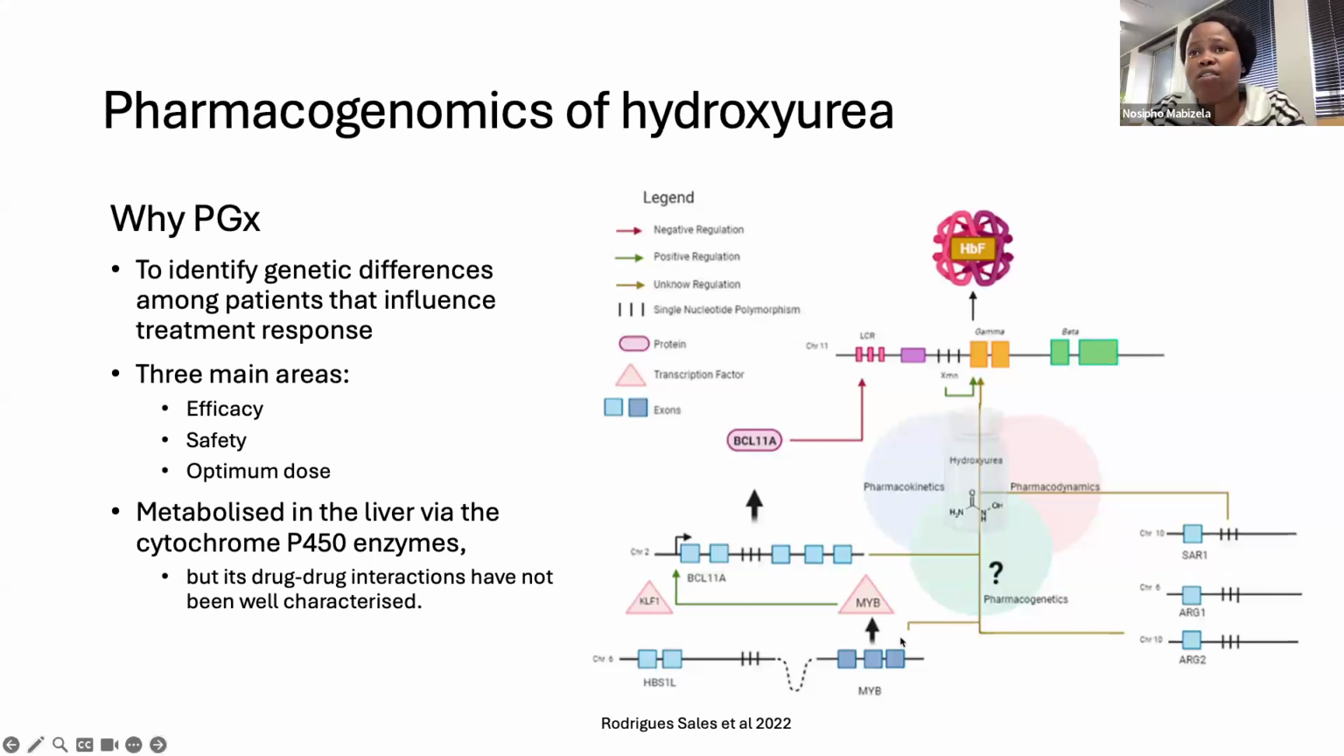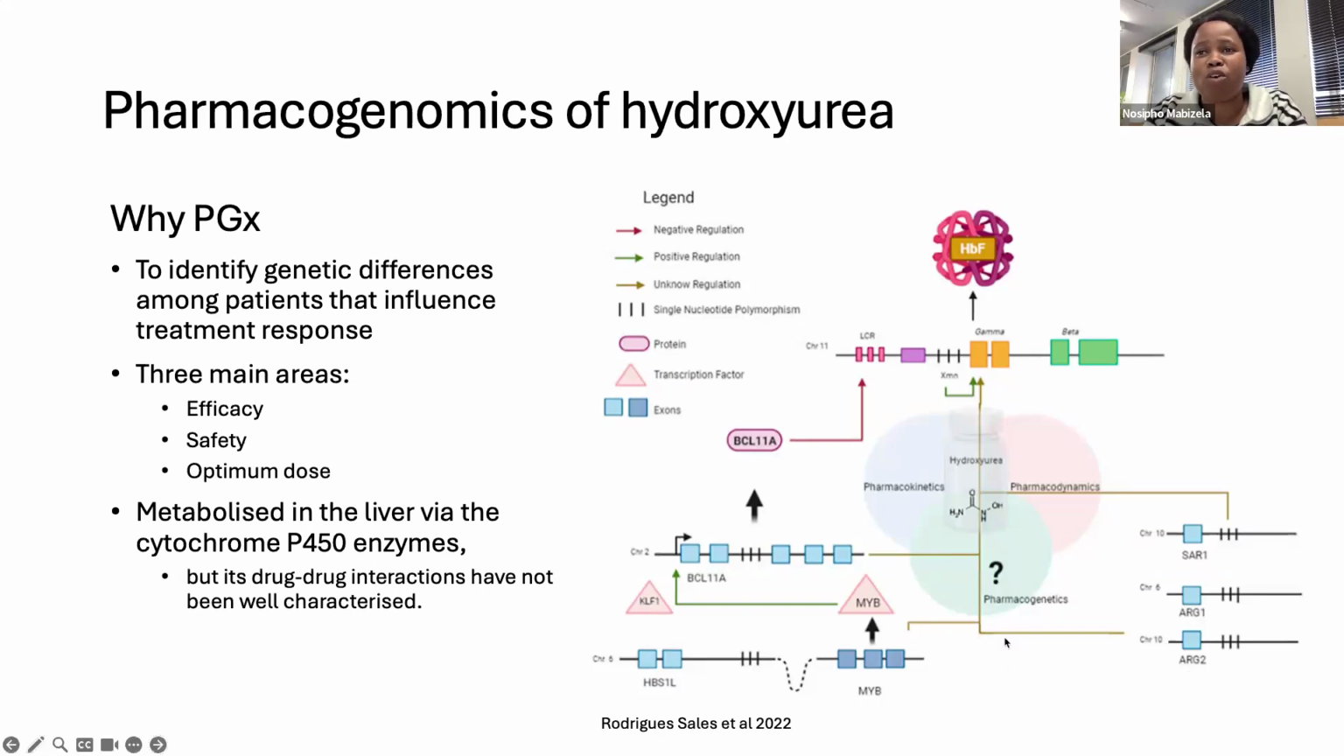I've put this picture here, and I think it's coming from a literature review. We don't have, actually, let me not say we don't have. We have a limited number of studies that have done experimental work in terms of pharmacogenomics in sickle cell disease, specifically looking at hydroxyurea. Most of the studies that are published out there are reviews, which means they review what has been done, and most of those studies are not done in our African settings, they are done outside Africa.